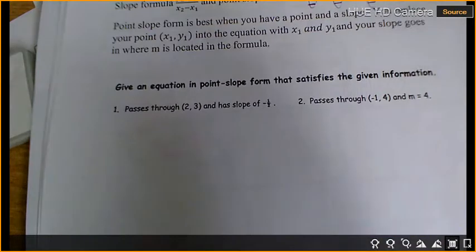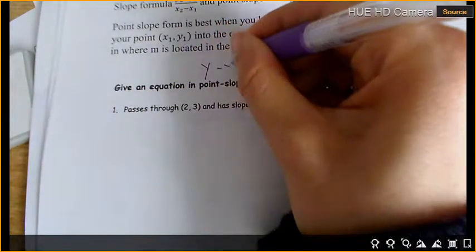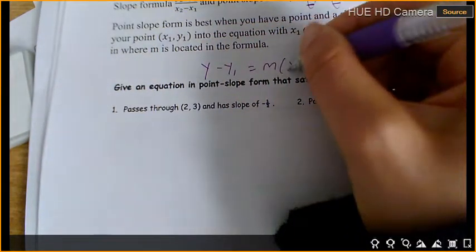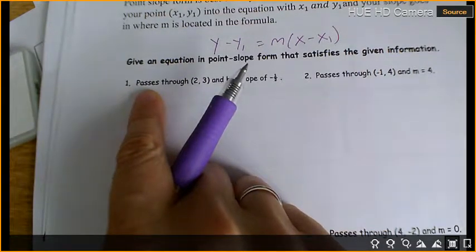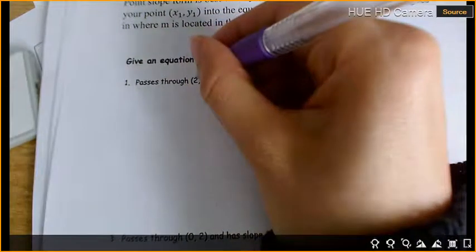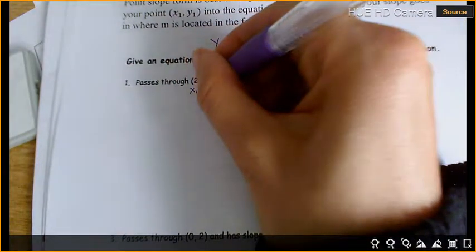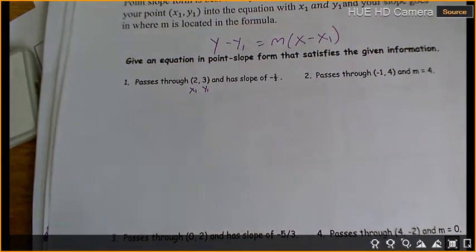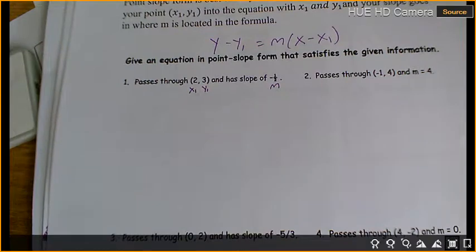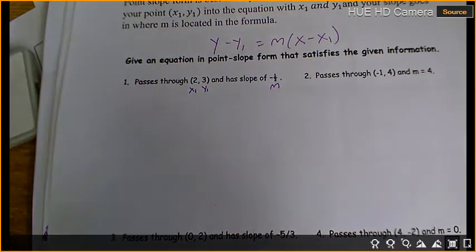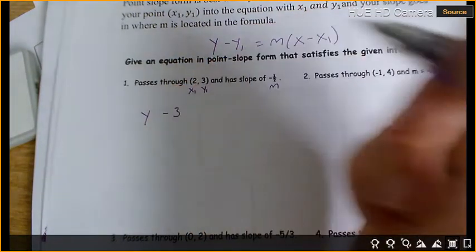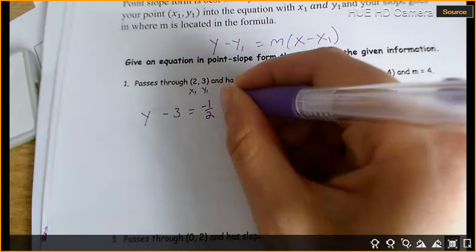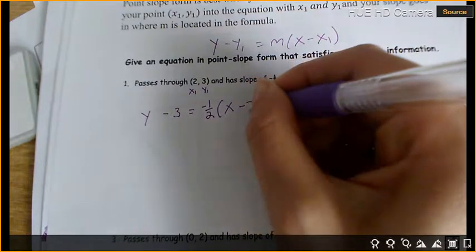Okay. So remember again, it's y minus y1 equals m times x minus x1. So right here, I'm looking at number 1. We pass through this point, 2, 3. I'm going to label it x1 and y1. And it has a slope of negative 1/2. That's my m. Okay? My slope. So I'm going to write down y minus y1, that's 3, equals m is negative 1/2 times x minus x1, that's 2.